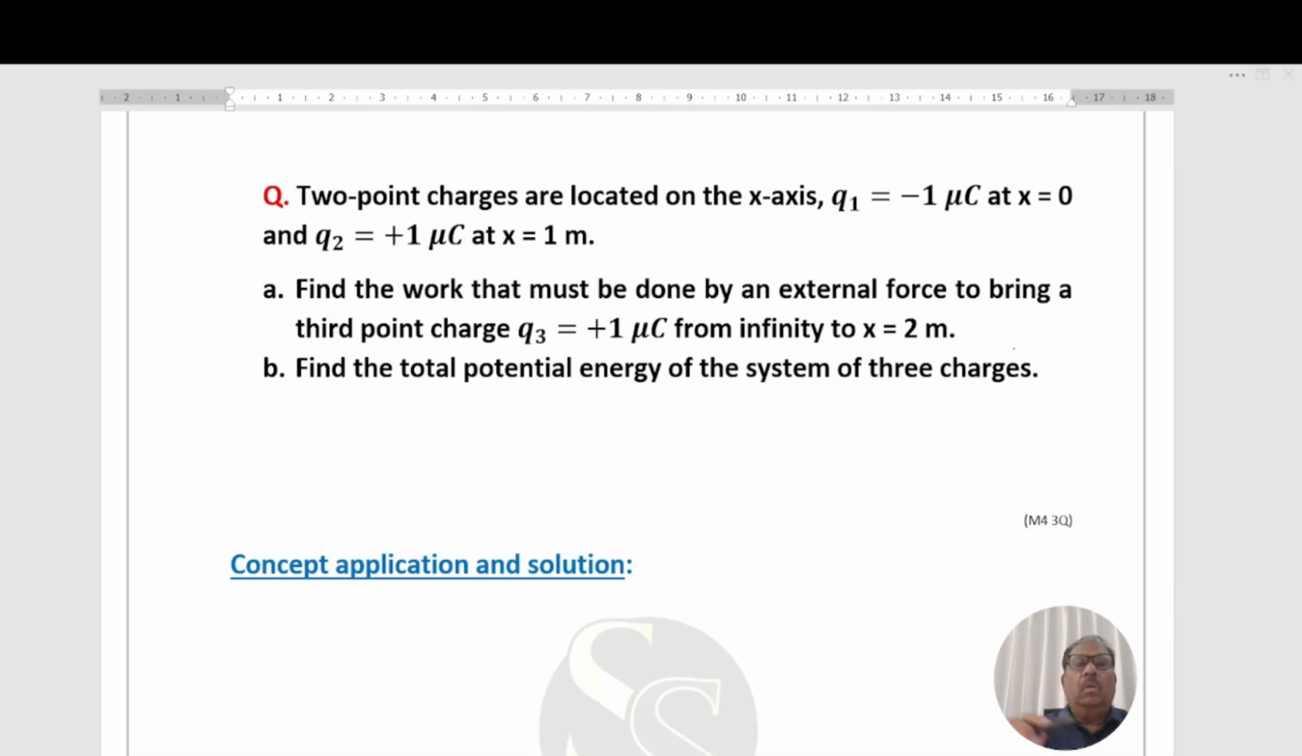Now question. Question is 2-point charges are located on the x-axis. Q1 equal to minus 1 microcoulomb at x equal to 0. Q2 equal to plus 1 microcoulomb at x equal to 1. Find the work that must be done by an external force to bring a third point charge Q3, plus 1 microcoulomb, from infinity to x equal to 2 meter. Another part is find the total potential energy of the system of 3 charges.